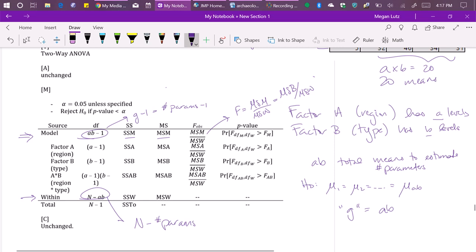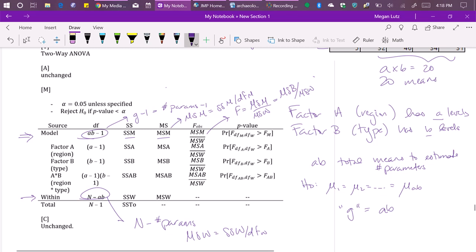And so SSW and MSW are going to follow. So this MSW is still going to be SSW divided by degrees of freedom for W, just as up here, MSM is SSM divided by degrees of freedom for M. So the relationships that we saw before haven't changed.